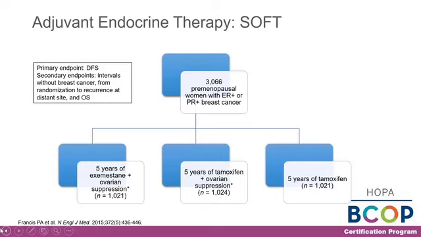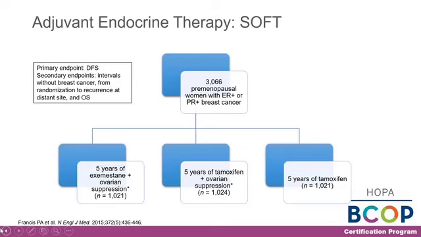I'm going to talk about a couple of the studies that led to the changes in the last few years in recommendations for adjuvant endocrine therapy. Several years ago, the recommendation was more straightforward. If a patient was premenopausal, they got tamoxifen for 5 years as their adjuvant endocrine therapy.